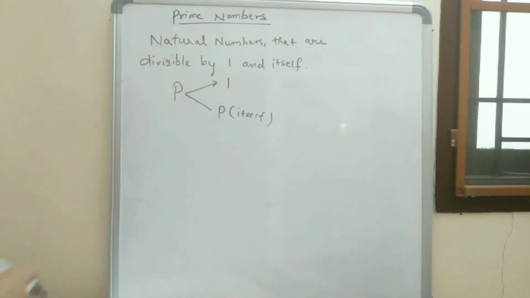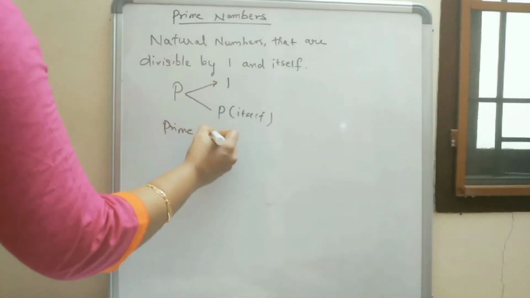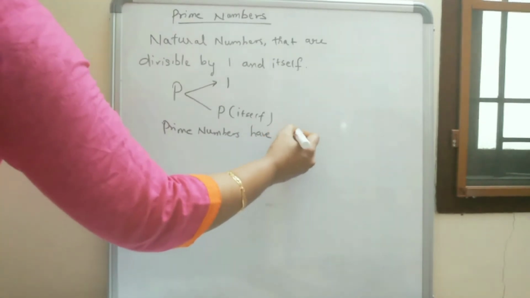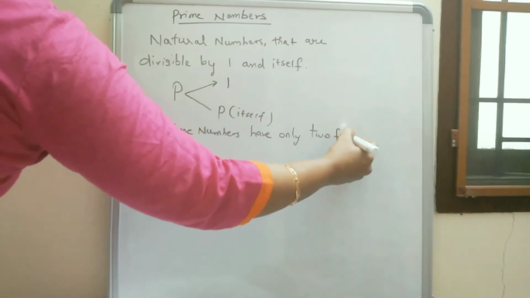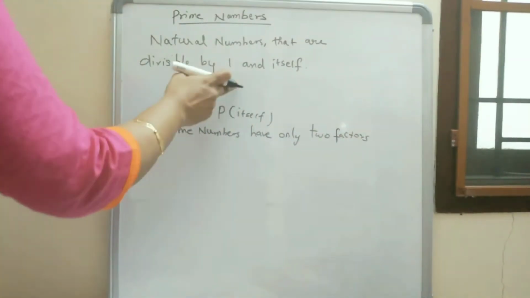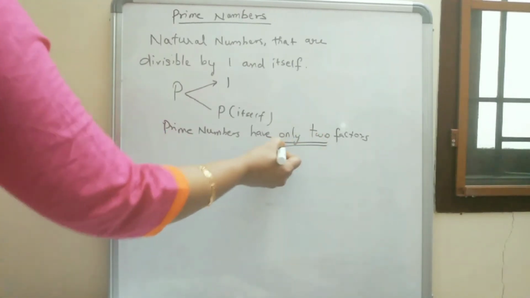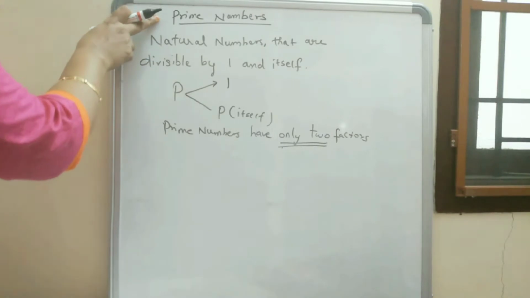That is, in turn, we have to know that prime numbers have only two factors. It should have only two factors. Okay, that's more important. So here we have seen about prime numbers.